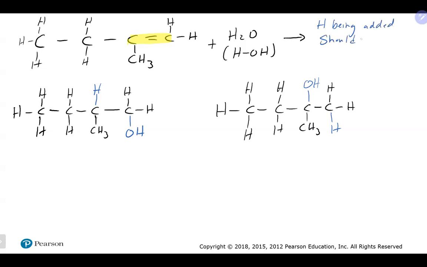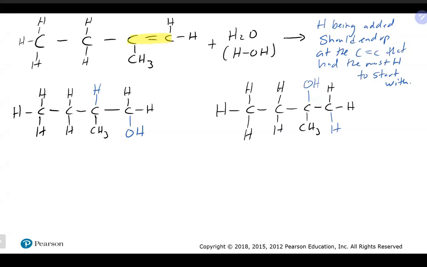should end up at the carbon in the carbon-carbon double bond that had the most hydrogens to start with. So when you have an addition reaction like this, and you're adding hydrogen and something else, the hydrogen should always end up on the carbon that started with more hydrogens to begin with. So what that means is we want to go back to our original guy.